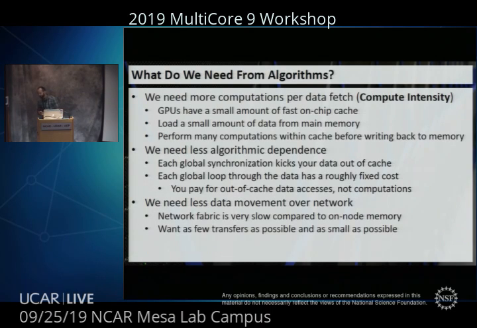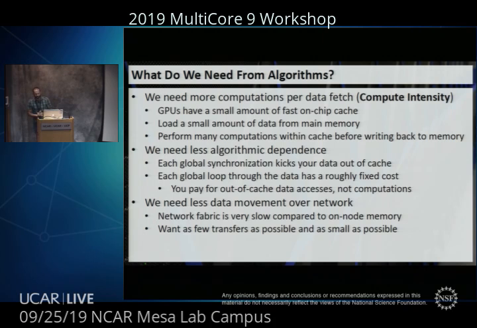So what does that mean for our algorithms? Number one, when you fetch a piece of data, you really need to do as much with it as possible. It's never been more true that once you grab a piece of data, you can do almost anything on that data. As many operations as you can possibly imagine, and you're probably not going to pay for them because you paid for the data fetch. So this is an idea called compute intensity. GPUs have an increasingly small amount of fast on-chip cache, which is painful and it sucks, but welcome to the brave new world, right?